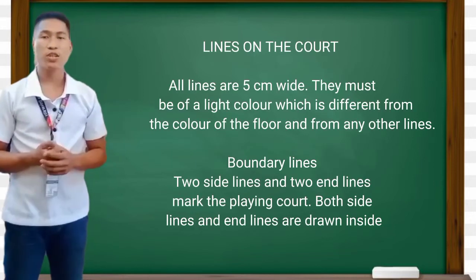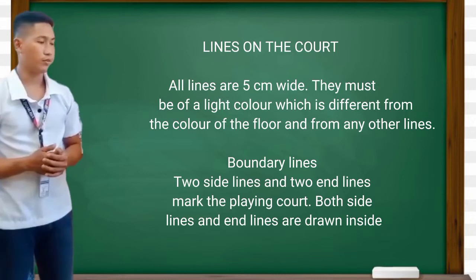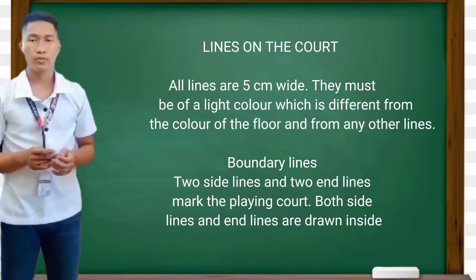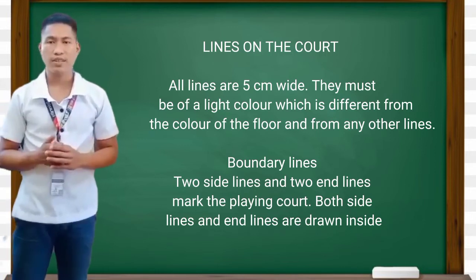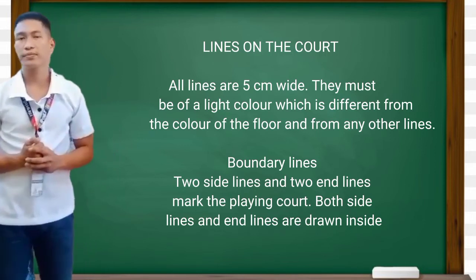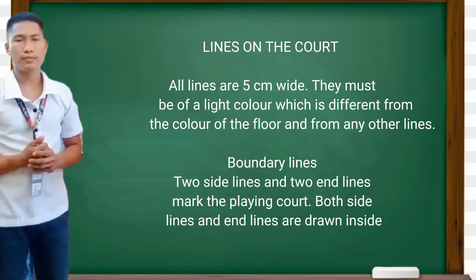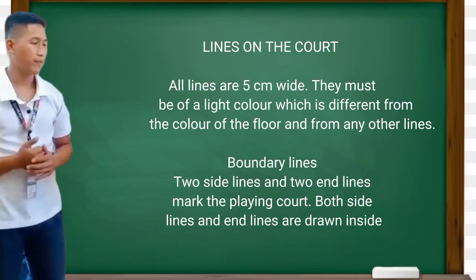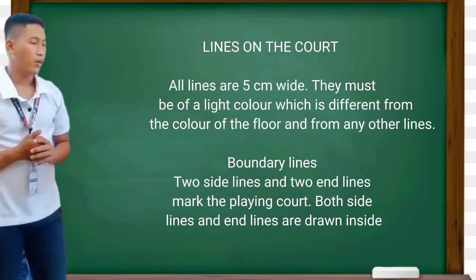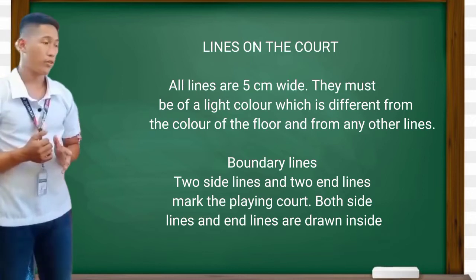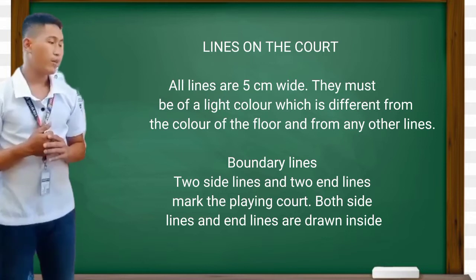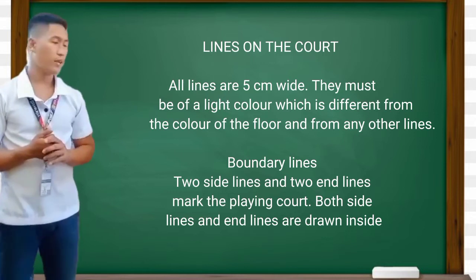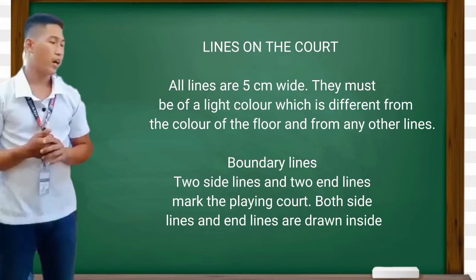Now let's proceed to our lines on the court. Can you read please, Miss Anna? Okay. Lines on the court. So, all lines are 5 cm wide. They must be a light color which is different from the color of the floor and from any other line.